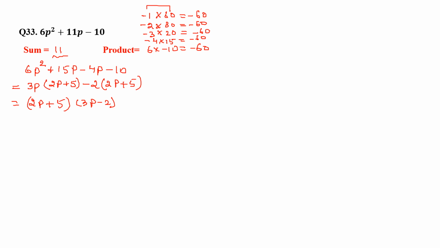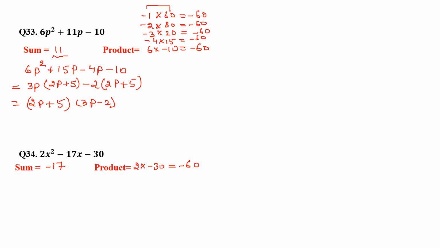Now moving to question number 34. So here it is given 2x square minus 17x minus 30. So again you have to find two numbers whose sum will be minus 17 and the product will be 2 into minus 30. So the sum should be minus 17 and the product should be 2 into minus 30, which will give you minus 60. Now here you can see the product is also negative, the sum is also negative.